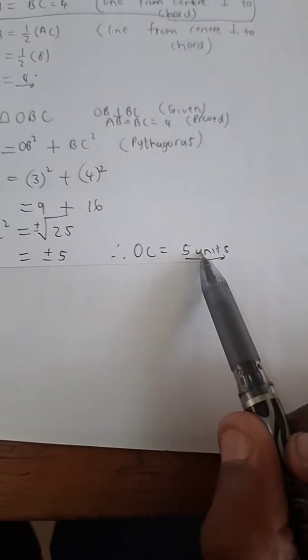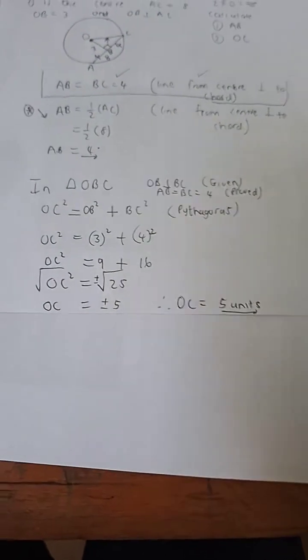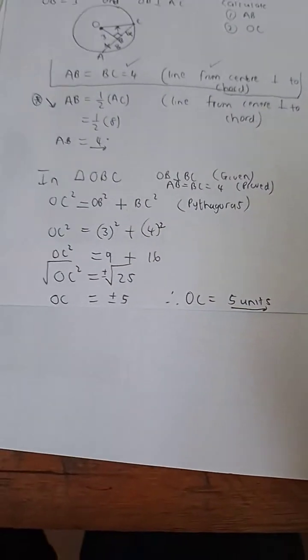So OC is equal to 5 units. So whoever said 5 units, you were spot on. And guys, I get all my marks. Like I walk away smiling, very big, not small. I walk away with a big smile. I'm like, this was so easy, done and dusted. No problem.